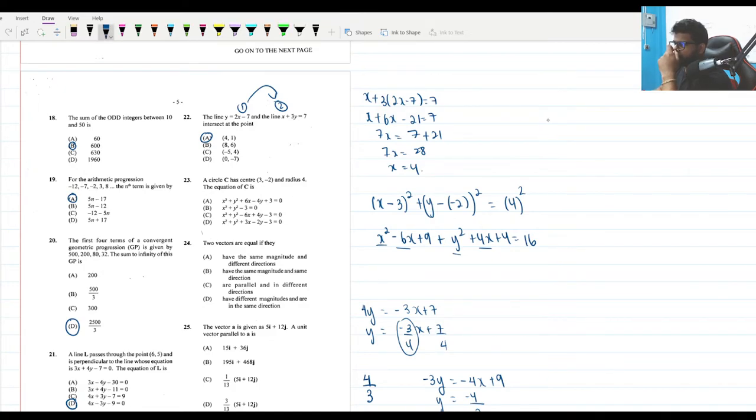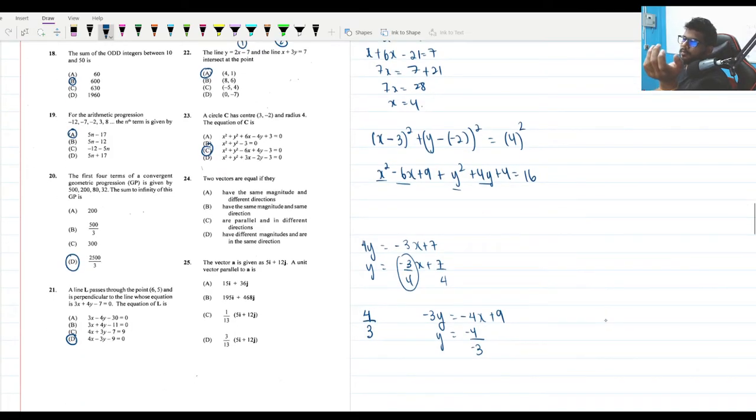3 2s are 6, 2 2s are 4. I didn't make a mistake. Center and radius 4. Oh shucks, this is supposed to be 4y. My bad. Alright, so I'm looking for minus 6x, check, plus 4y, check. So C is the only option. This is plus 6x and minus 4y, which I'm not concerned with. I'm looking for minus 6x and plus 4y.